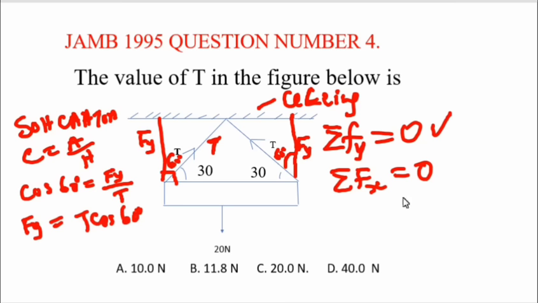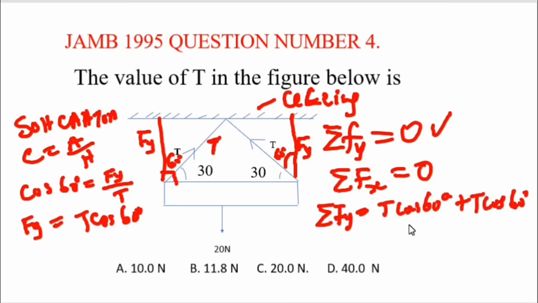And since Fy is the same, we can now say that the sum of the vertical forces is T cos 60 degrees plus T cos 60 degrees. So this is the sum of the vertical component, upward force. I will use UP to denote upward. So that I have T cos 60, and cos 60 is 0.5.